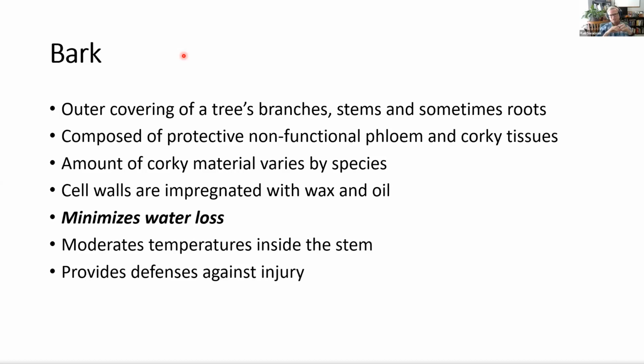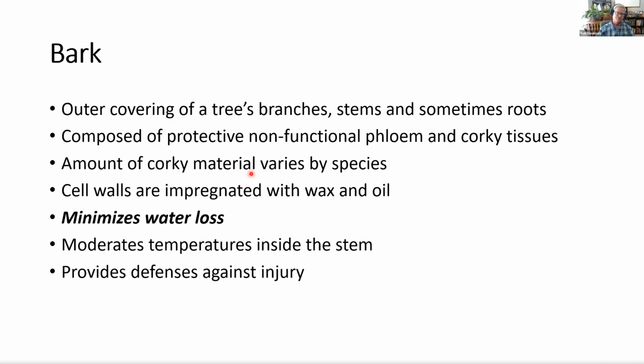But take a look at the Spanish cork tree, and it might be several inches thick. Think about the corks in a wine bottle, those come from this area. That's where it's produced, this sort of corky part. So you can see that the thickness of that corky material can vary greatly.